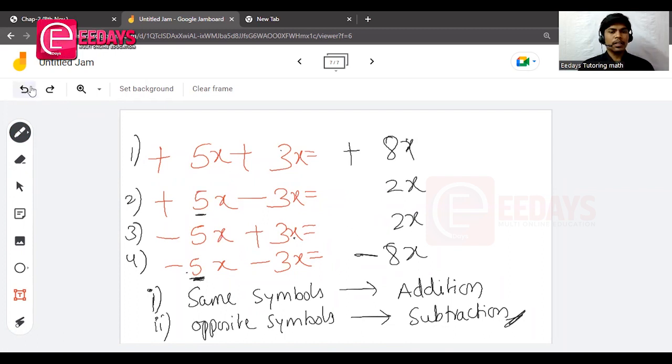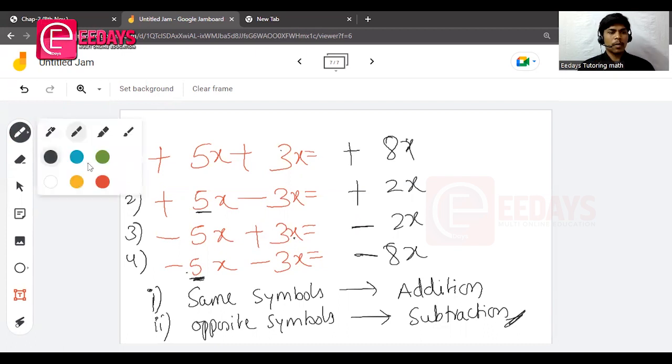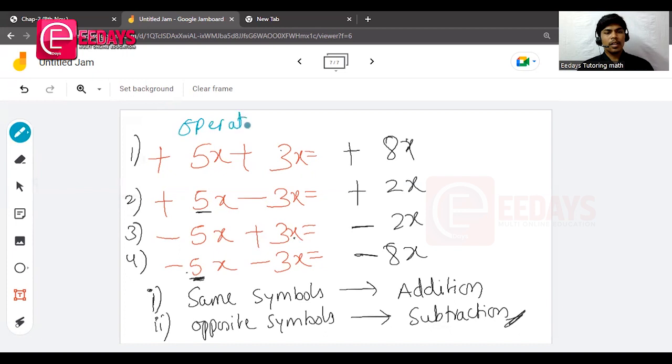Observe carefully. First, I didn't mention any symbols here. First, I did the subtraction. Then I can assign the symbol. The bigger number is 5, that's why I took plus. The bigger number is 5, that's why I took minus here. I hope everyone understood what type of operation this is: operations on numbers, then operations on symbols.